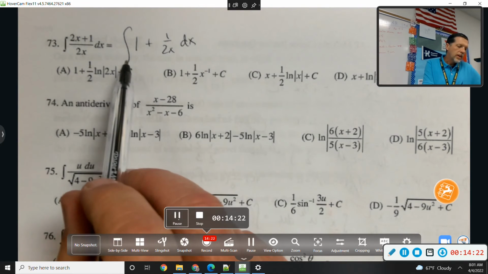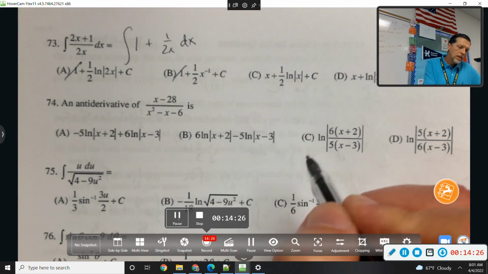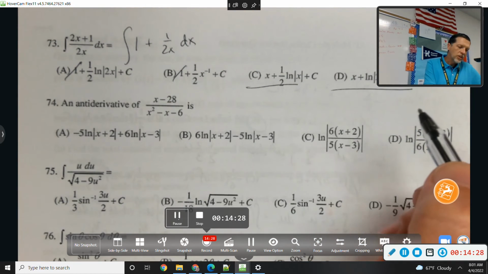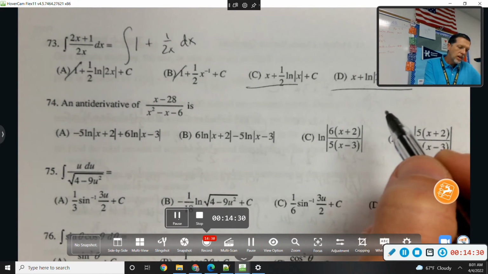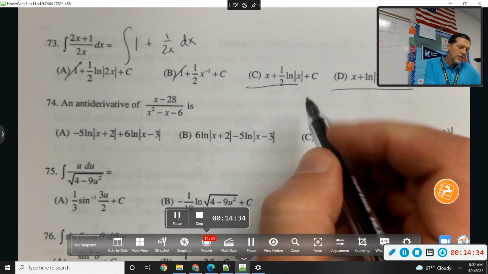So if I integrate that, I get x plus something. So I'm looking at C and D for sure. And yeah, that 1/2 needs to be out front. So C.